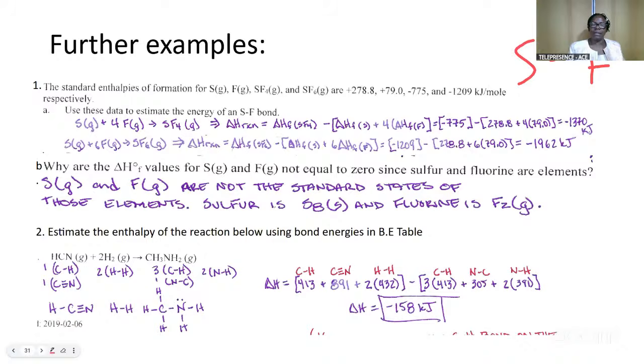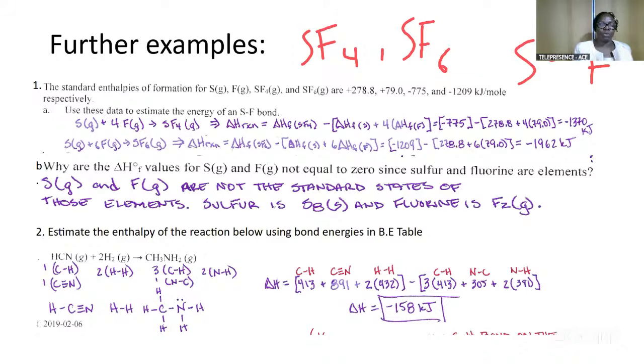It says the standard enthalpies of formation of sulfur in gaseous states, fluorine, SF4 and SF6 are as given here, respectively. The first part of the question says, use this data to estimate the energy of an SF bond. So you have SF bond in SF4. You also have SF bond in SF6.